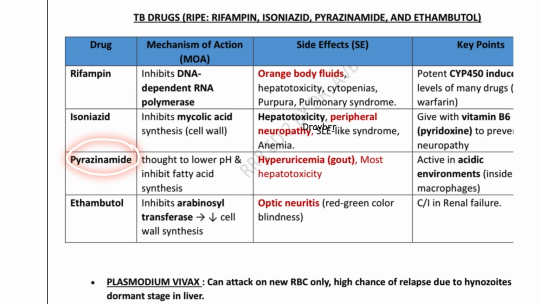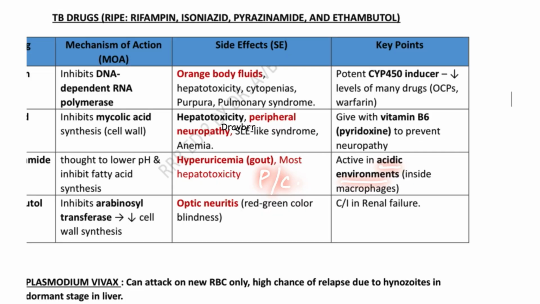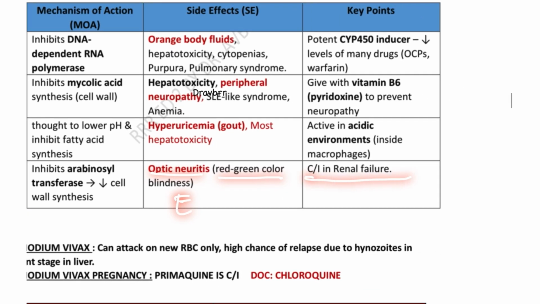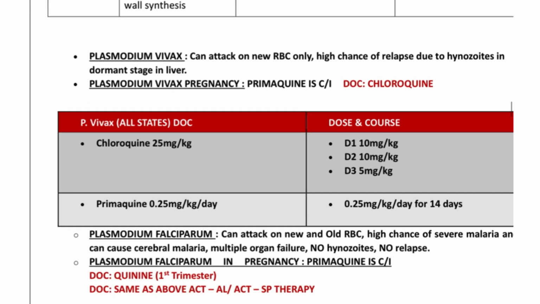Pyrazinamide, which works at lower pH as an intracellular fatty acid synthesis inhibitor, will cause gout and is the most hepatotoxic. It is an absolute contraindication for pregnancy and children, and the acidic environment is needed for the active part of the pyrazinamide. Ethambutol, arabinosyl transferase, just now we discussed, decreases the cell wall synthesis. E for ethambutol, E for eye. It will cause the red-green blindness and the optic neuritis, and is contraindicated in the renal failure patients.